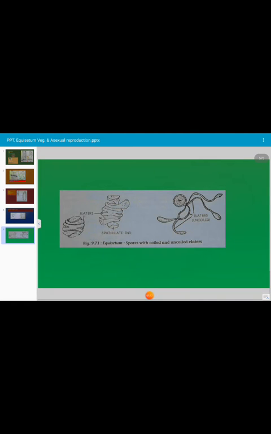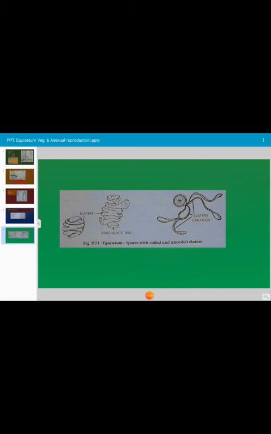Let us see the details of the spores. The spores which are produced by Equisetum are of only one type. Hence it is a homosporous plant because it produces only one type of spores. Next, let us see the details of spores. The spore is spherical in shape and contains numerous chloroplasts. Hence it is green in color. The spore is uninucleate. Uni means one. Only one nucleus is present in the spore, and that is a haploid nucleus.